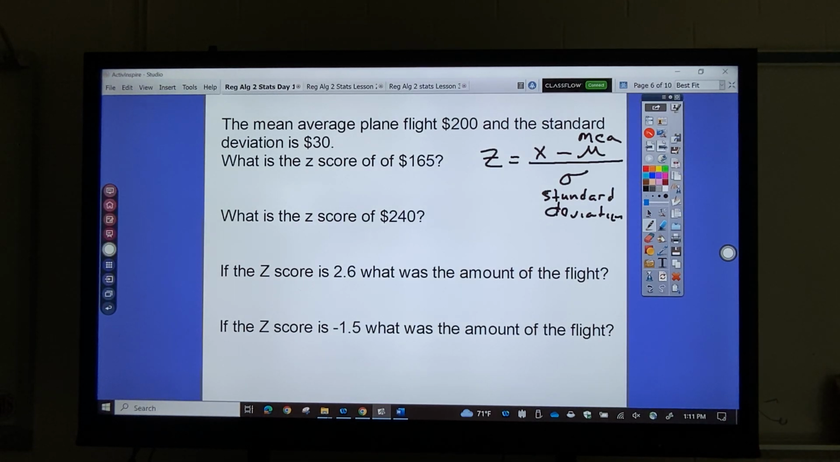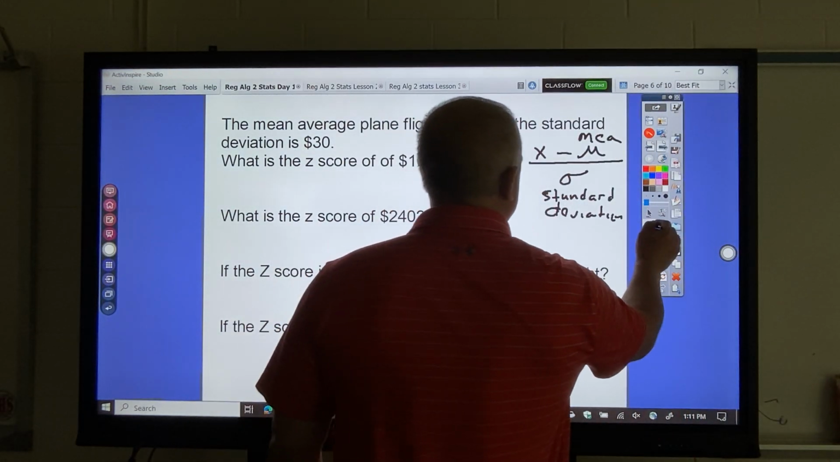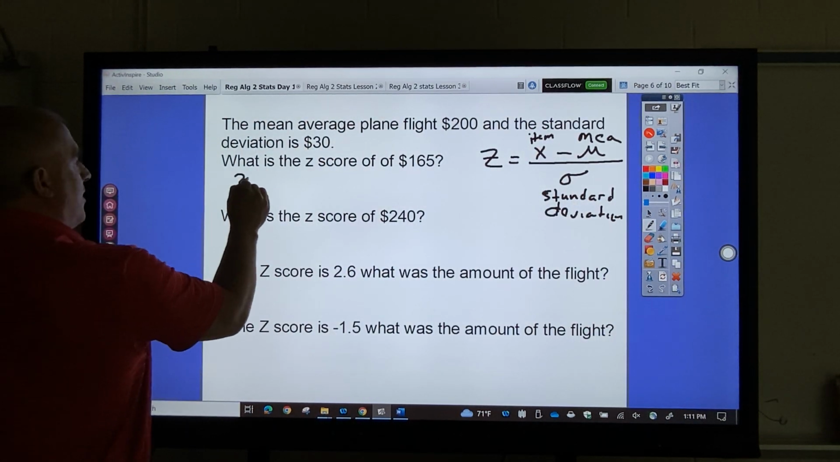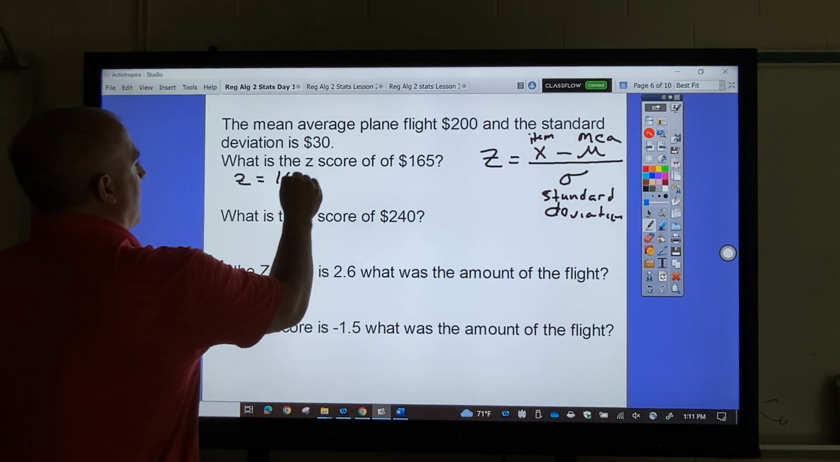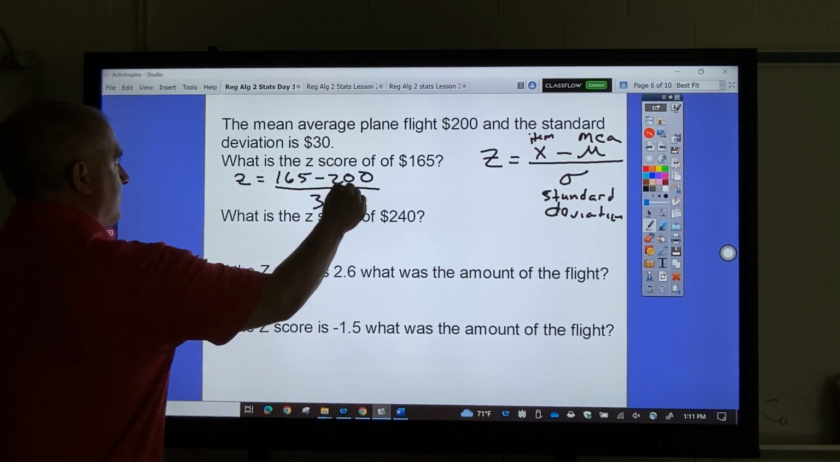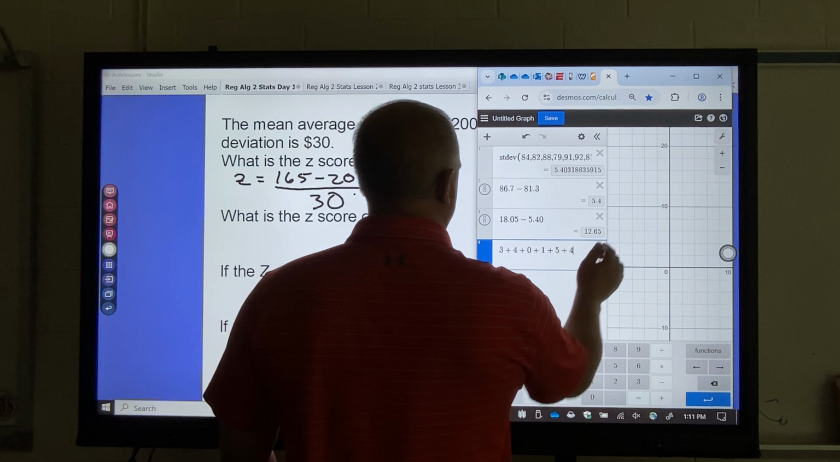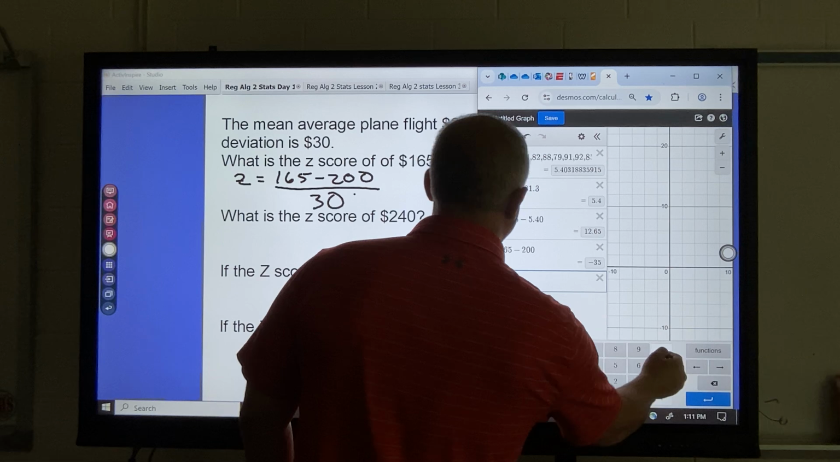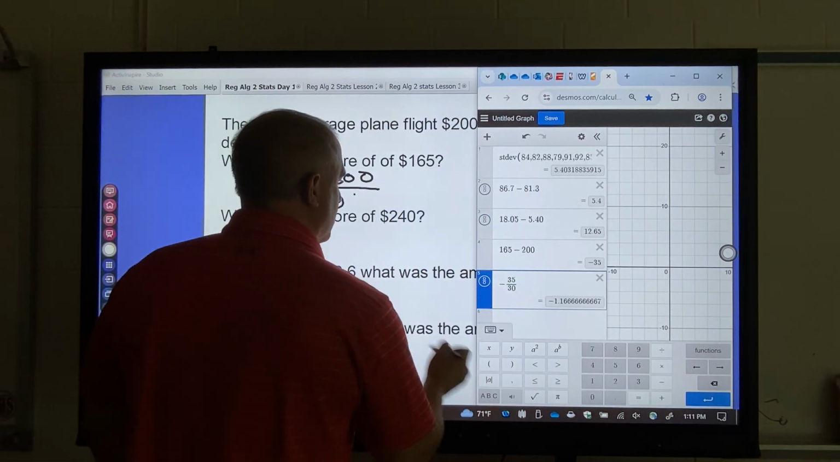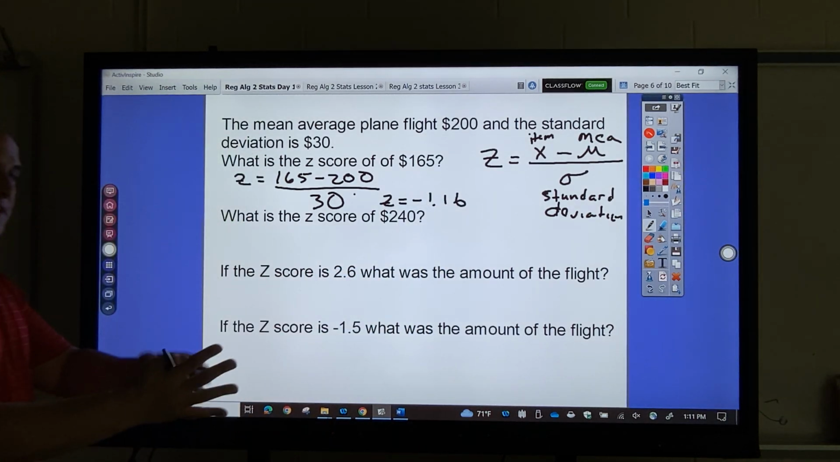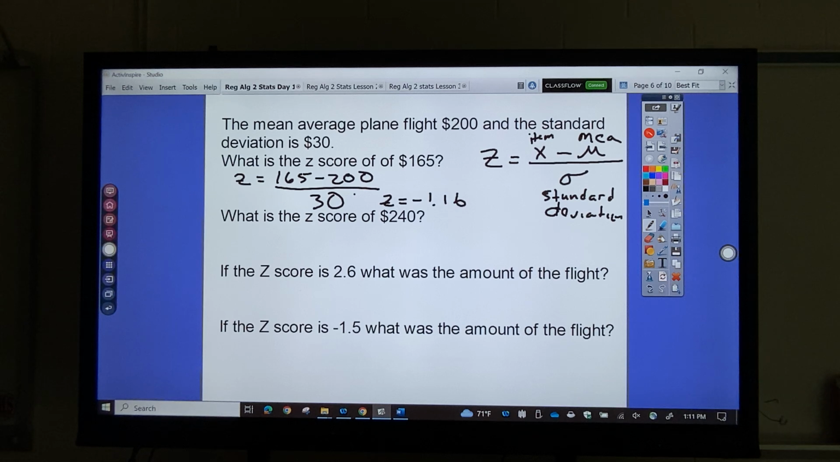So, what is the z-score for 165? And this right here is your item that you're putting in. So my z-score for 165, I got 165 minus the mean, divided by the standard deviation. Now, this is really easy. All I got to do, 165 minus 200, that's negative 35 divided by 30. My z-score is negative 1.16. Now, the reason why it's negative is it's less than the mean. We'll go over that later with the normal curve.